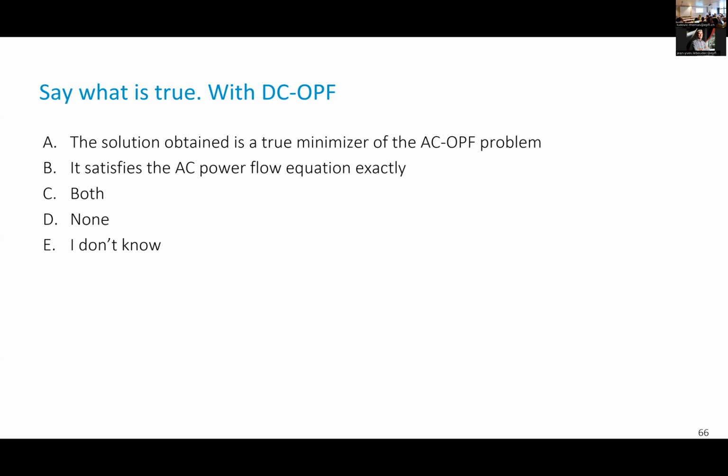Closing the poll. Of course, the answer is no to everything. DCOPF has the virtue of being simple, but other than that, it's not exact. So it's not a true minimizer of the ACOPF, and it does not satisfy the AC power flow exactly. In particular, it ignores the losses, which is embarrassing.